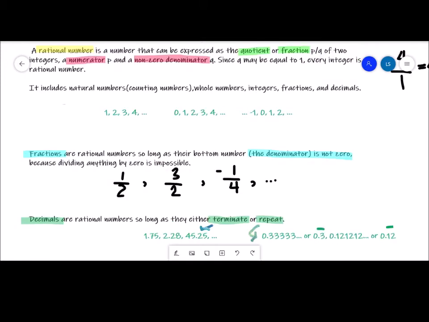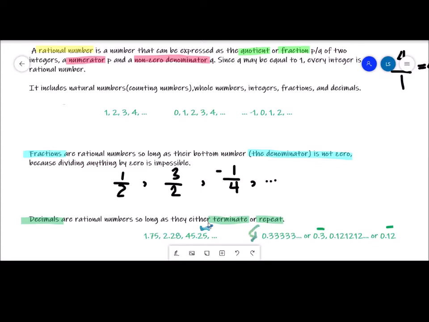In order for fractions to be rational numbers, kailangan ito ay mayroong denominator na hindi 0. Because dividing anything by 0 is impossible. For example, we have 1/2, 3/2, and negative 1/4. For decimals, it should be terminating or repeating decimals.